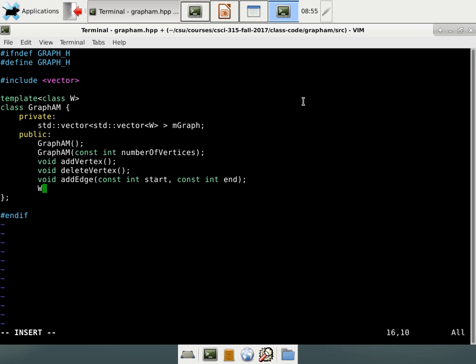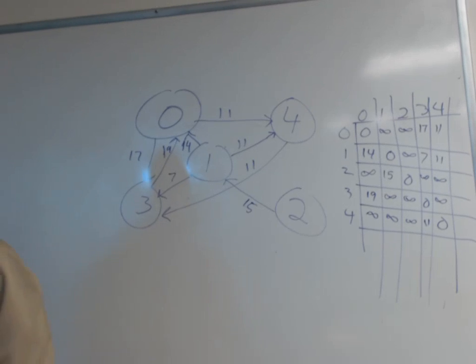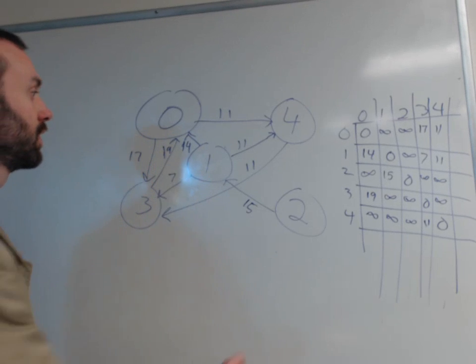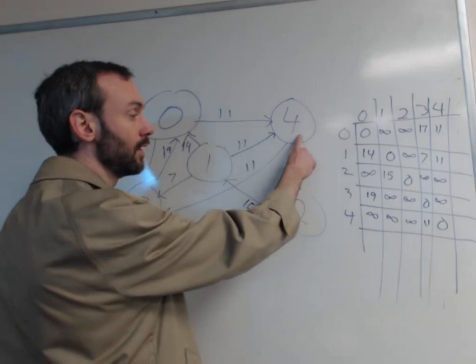And then W. What is the data type of an edge? That's our weight. Because we're storing it as a matrix, the only data types we're storing are whatever our weights are, which in this case are integers. But it may need to be a complex class if you're trying to do really complicated things. So technically there is an edge between everything, but we only give weights to some. There is no edge from 2 to 4.